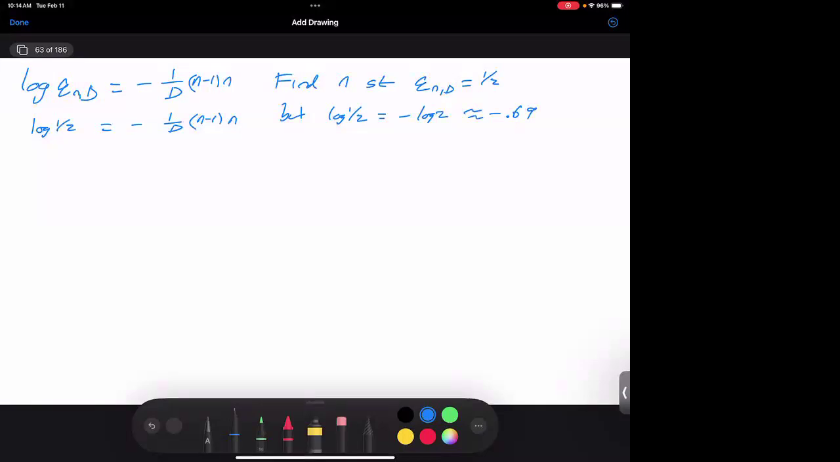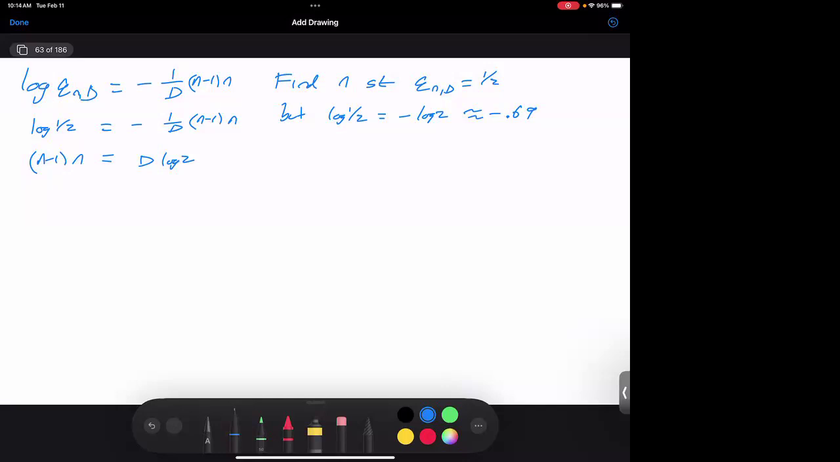I will quickly check on Mathematica. The log of 2, yeah, 0.693147. There are certain numbers that you should remember. In the 21st century, you can always quickly go to the computer. So it's about 0.69. So we get that n minus 1 times n equals d times the log of 2.